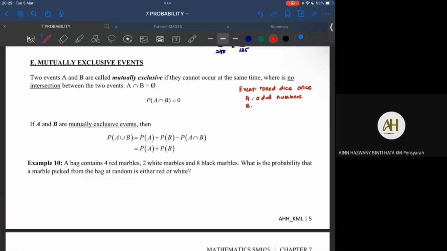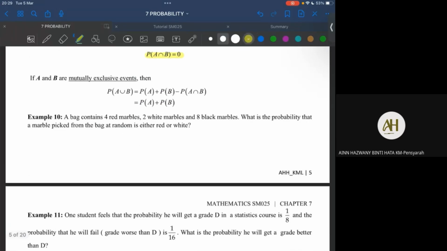Event yang kedua kita dapat even numbers, which is kita roll sekali, kita tak mungkin akan dapat odd dan juga even number. So ini maksudnya event yang mutually exclusive, di mana P(A intersect B) dia akan dapat kosong. Okay, so itu secara definition dia lah. Secara formula kita tahu P(A intersect B) is equals to 0, ataupun A intersect B tak ada. Ini kita panggil empty set, so tak ada.